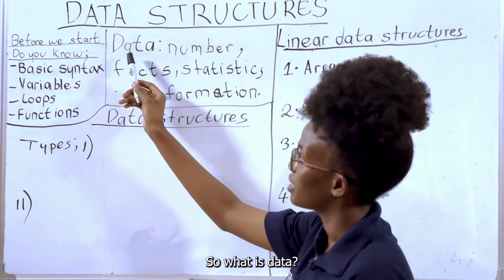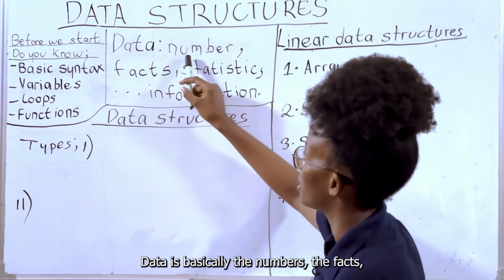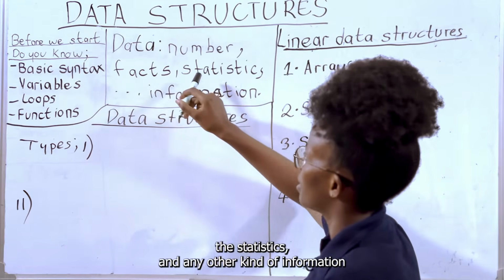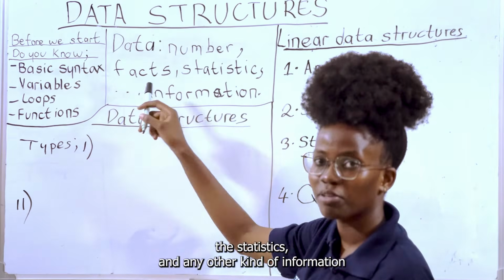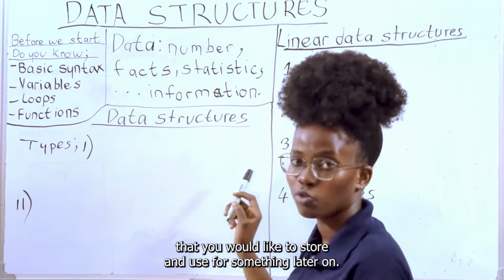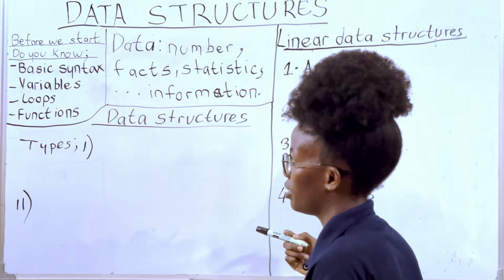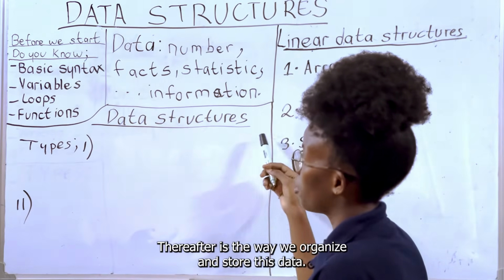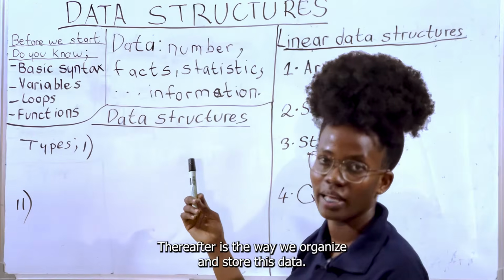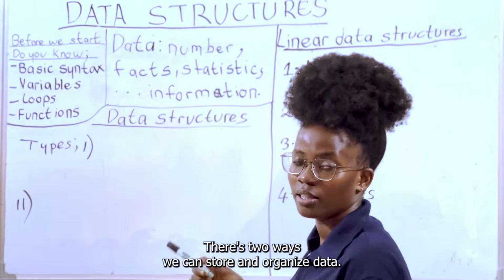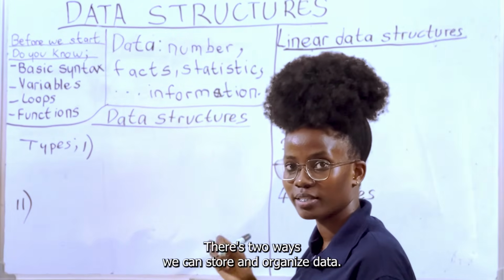So what is data? Data is basically the numbers, the facts, the statistics, and any other kind of information that you would like to store and use for something later on. A data structure thereafter is the way we organize and store this data. There's two ways we can store and organize data.